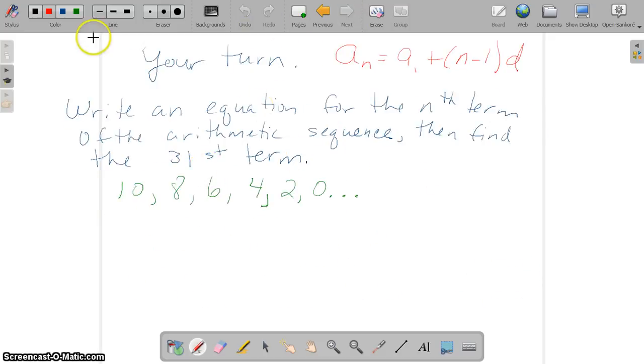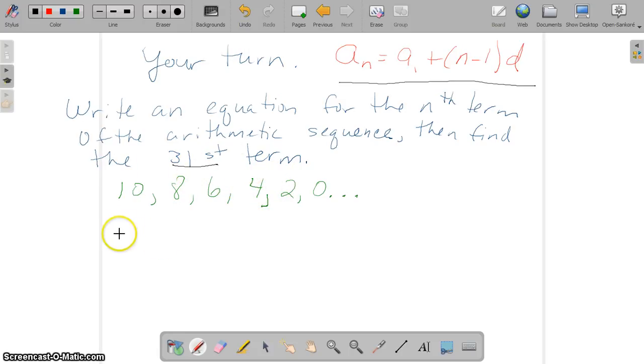Now I want you to give it a try. Okay, I want you to try to figure out, if you have this sequence, 10, 8, 6, 4, 2, and so on, what would the 31st term be? Okay, so you have to come up with the equation for the nth term of an arithmetic sequence that looks like this. And then you can plug in 31 for n and get the 31st term. You try.